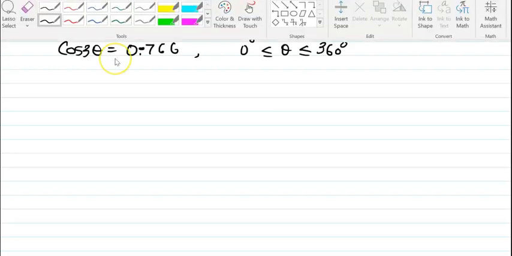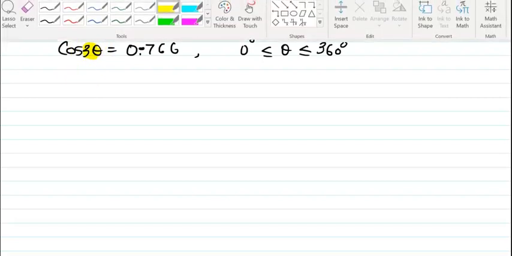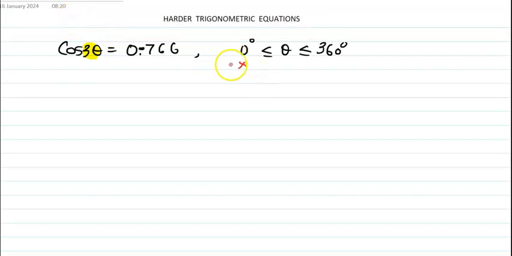So here cos 3 theta is 0.766 and theta is between 0 and 360. Here it is 3 theta. First of all, you can multiply by 3 here, multiply by 3 here, and multiply by 3 here. Once you multiply, it should be 0, it should be 3 theta, and it should be 1080 degrees. Okay, so this is in degrees, not in radians.